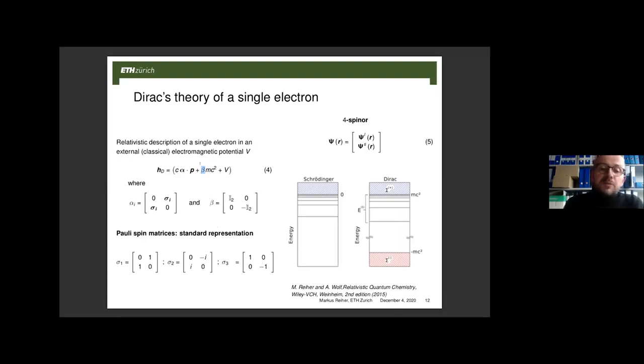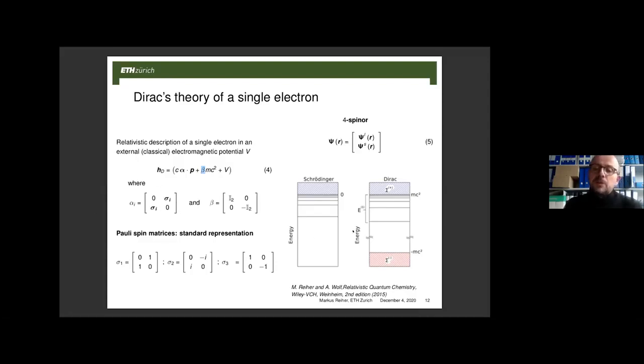Okay, and because of this 4x4 matrix structure of the Hamiltonian, of course, the wave function has a vectorial structure. It has 4 components, and it's called the 4-spinor. The 4 components are typically called large and small. So there is a large 2-spinor and a small 2-spinor, and that is due to the fact that the Hamiltonian, as you can see from these alpha matrices, has a 2x2 superstructure.